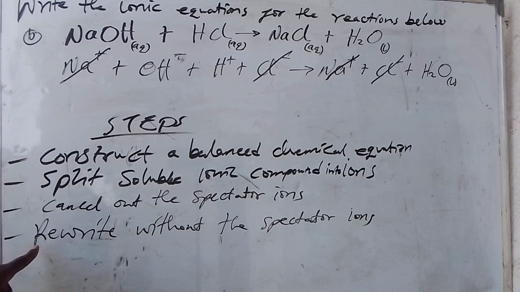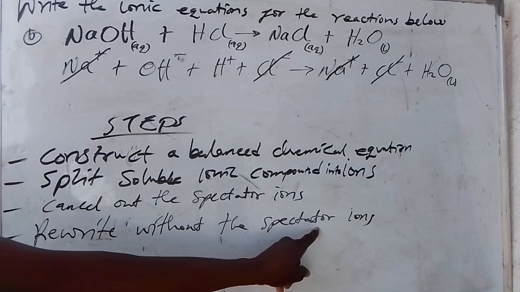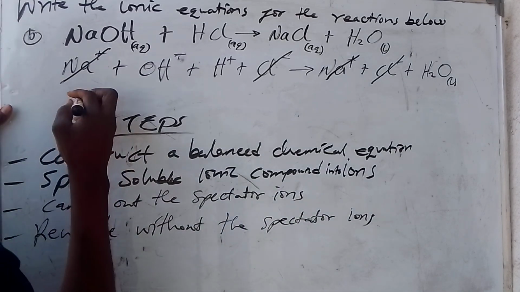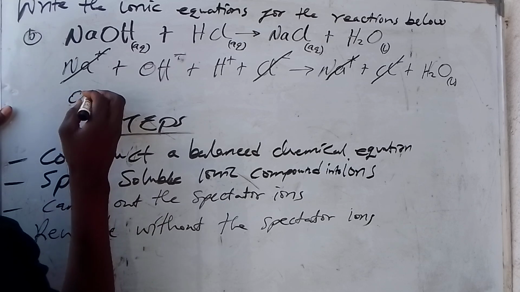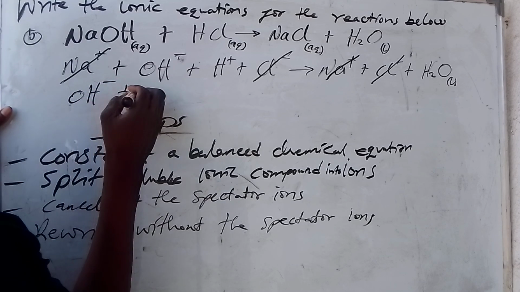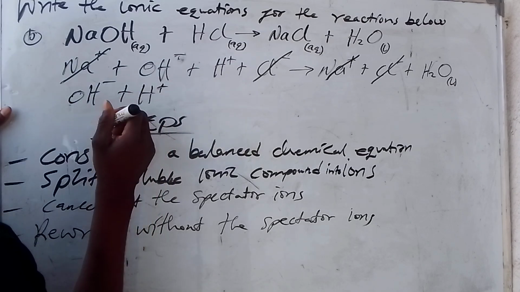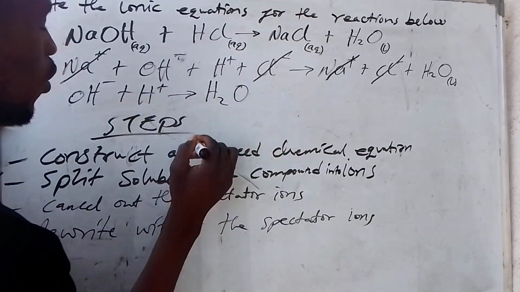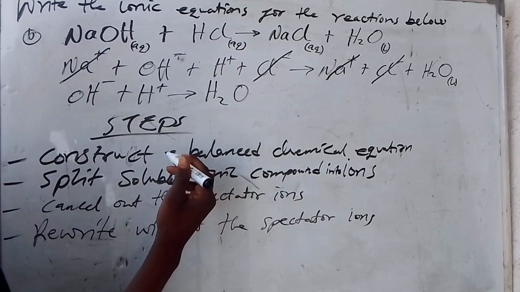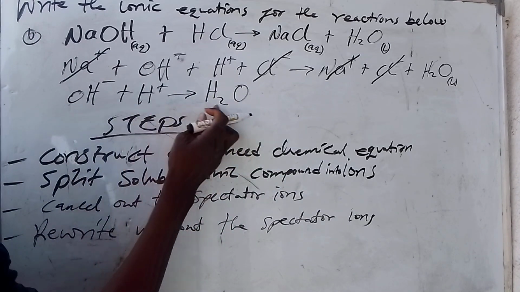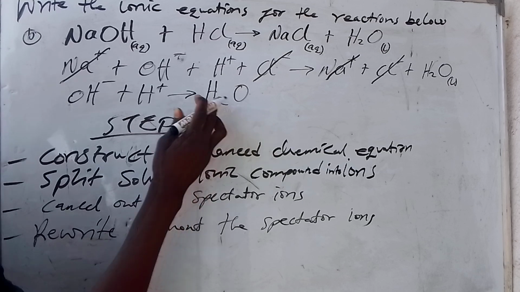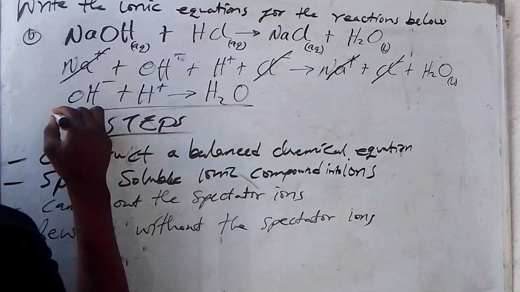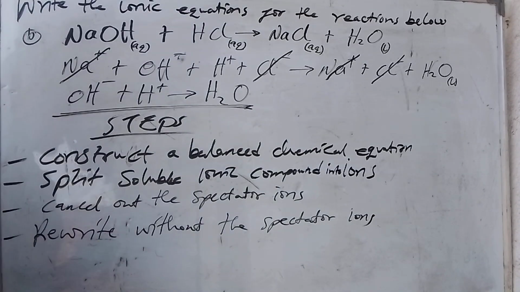Then you go ahead and rewrite without the spectator ions. So we have hydroxide ions, which are reacting with hydrogen ions to produce water as a liquid substance. So this was the second example.